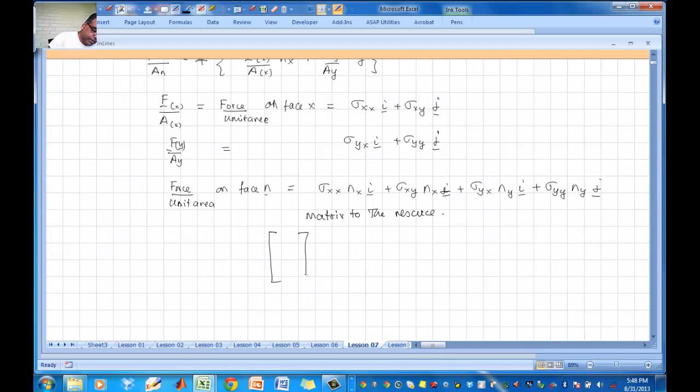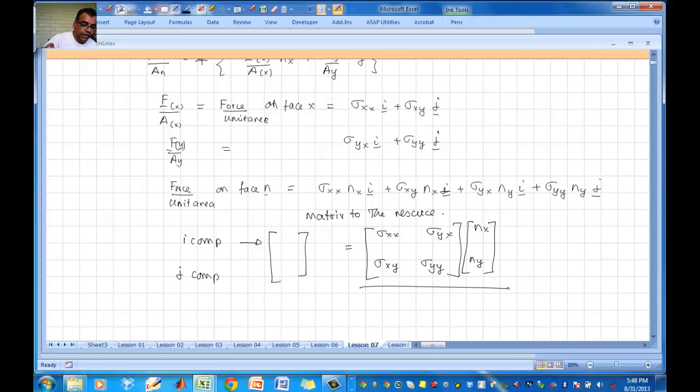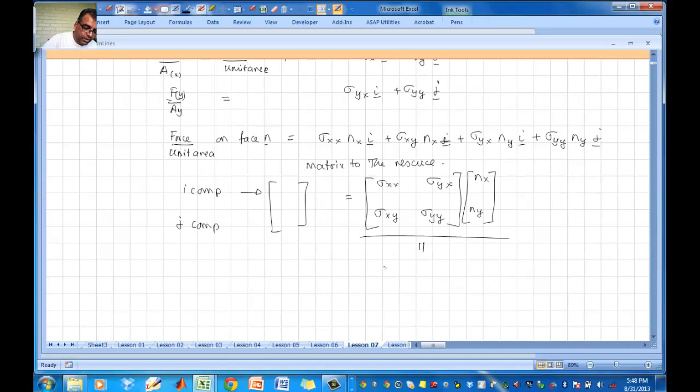So if I write the i component and j component, it will turn out to be the matrix sigma xx, sigma yx, sigma xy, sigma yy times nx, ny. So this matrix multiplication will tell us the i and j components of the force per unit area.